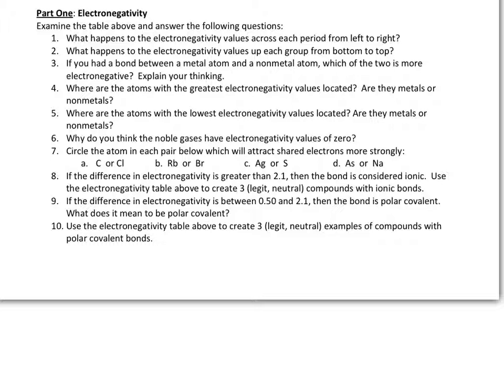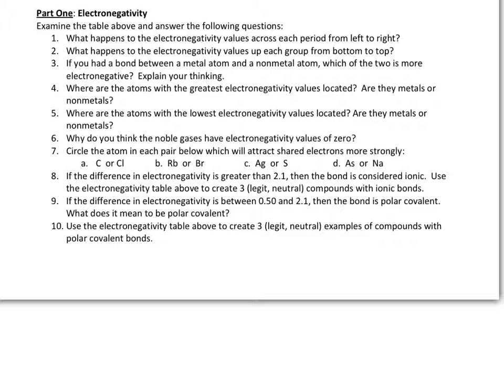It's going to go over the trend for electronegativity, doing the differences and figuring out if something is a polar bond versus a non-polar bond versus an ionic bond. Taking a look at comparing two atoms, seeing which one's more electronegative, and then starting at numbers 8 and beyond, you're actually going to be hooking up and making different compounds.